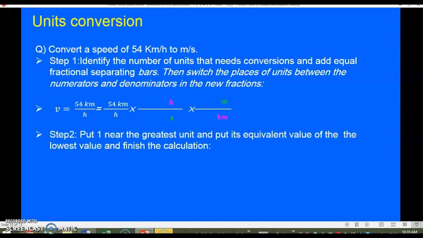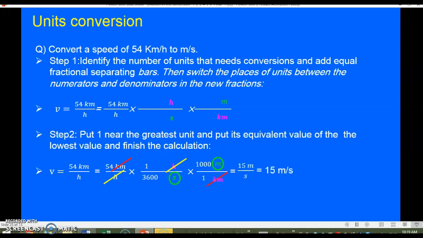Then we put one near the greatest unit for each fraction. Like between hours and seconds, which one is greater? It's the hour. So we write 1 beside hours, and for the kilometer and meter we have 1 beside the kilometer because kilometer is greater than meter. Then we write the equivalent value of the lowest value and finish the calculation. So 1 hour is equivalent to 3,600 seconds and 1 kilometer is equivalent to 1,000 meters. We do the simplifications of the units, so hours cancels with hours and kilometers with kilometers. We are left with meter per second, and for the value it's 15 meters per second.